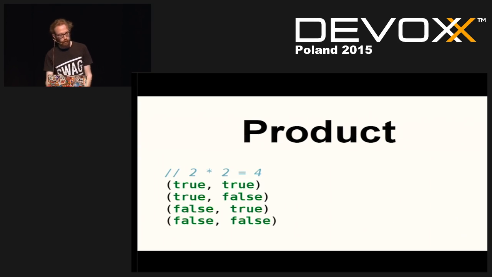And they're called products for a good reason. If you think of types as sets, there is something called the cardinality of the set, which denotes the number of elements in that set. And the cardinality of a product type is the product of the cardinalities of its types.